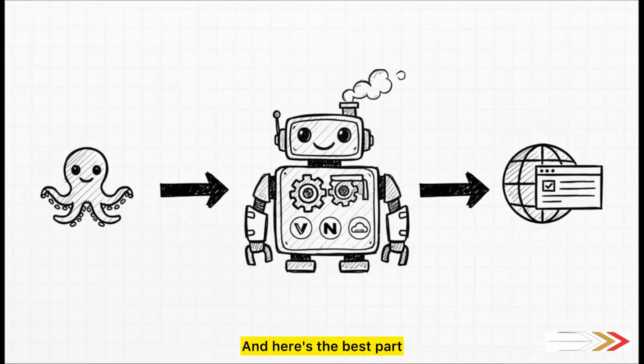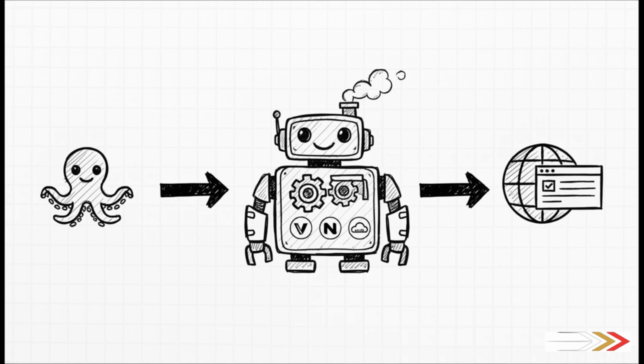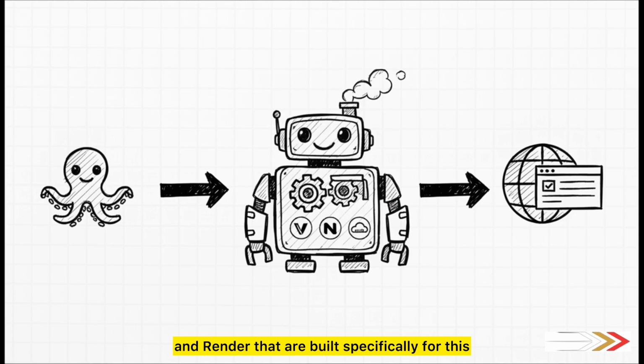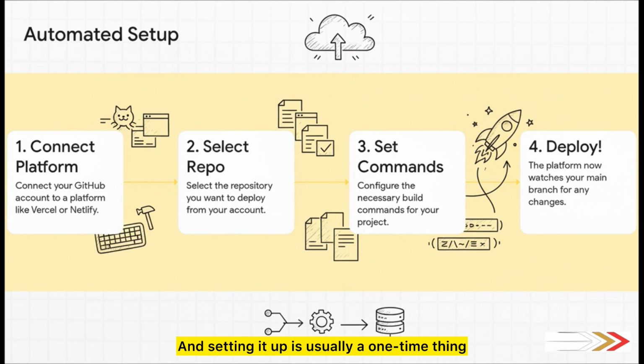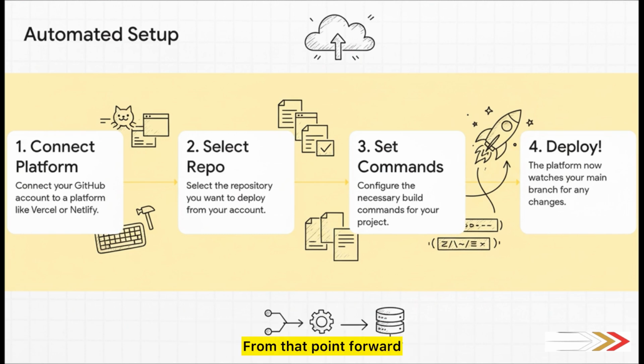And here's the best part. You don't have to build this complicated system from scratch. There are amazing platforms out there like Vercel, Netlify, and Render that are built specifically for this. They connect right to your GitHub account and do all the heavy lifting for you. And setting it up is usually a one-time thing. You just connect your GitHub account, choose the repository you want to deploy, maybe add a build command like npm run build, and hit go. From that point forward, your entire deployment process becomes one single command, git push. Seriously, it will change how you work.